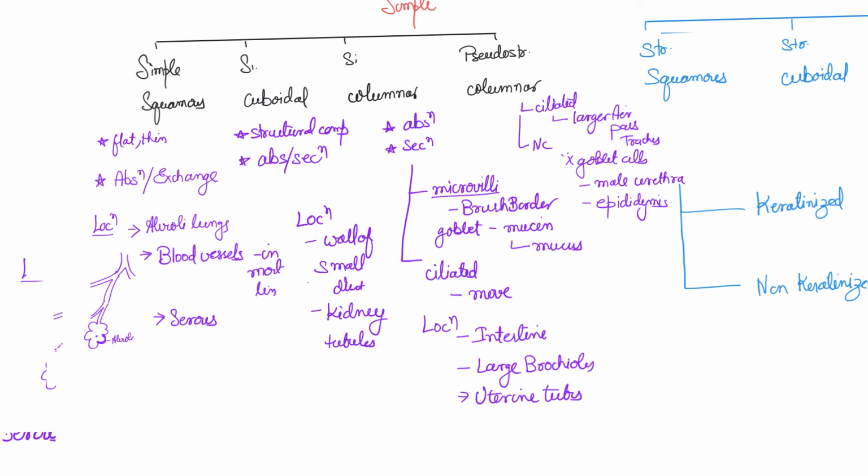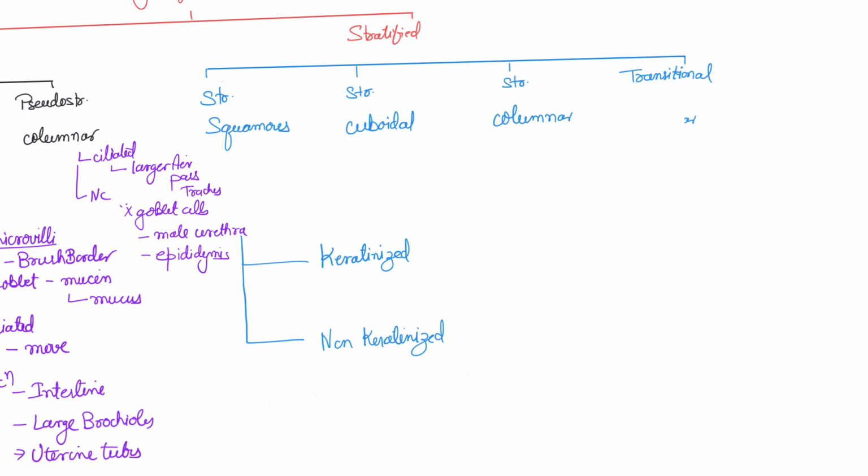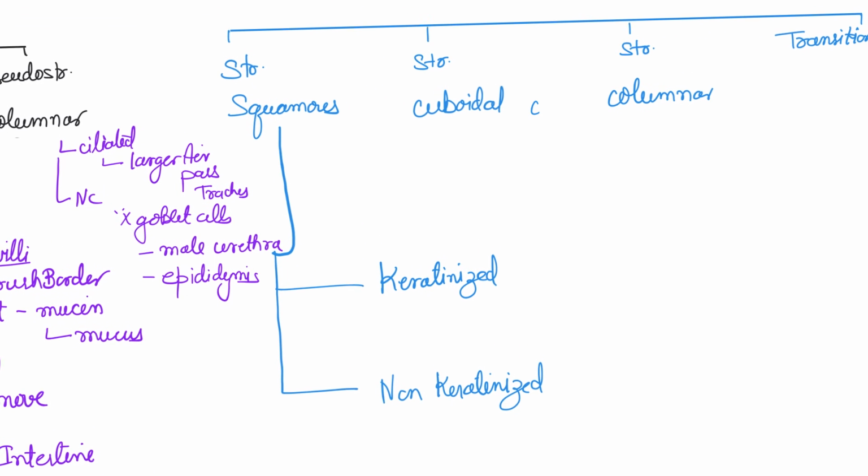Okay, now we are going to jump to the stratified epithelia. Okay, stratified squamous, stratified cuboidal, columnar, and transitional. This is going to be easy. Now, squamous, you already know, plate-like. Now, stratified means there are multiple layers. Multiple layers means they'll do the job of protection, right? So that's their most important job, that is protection.